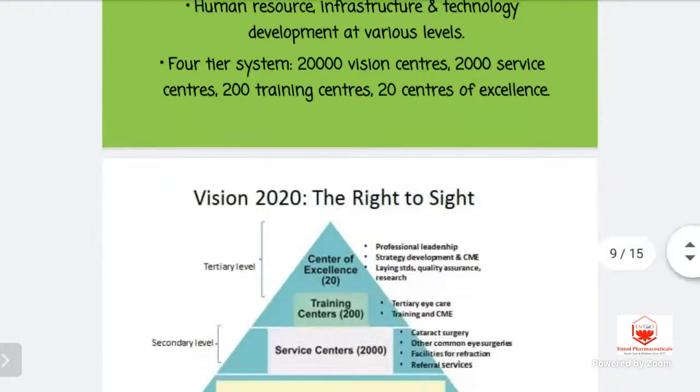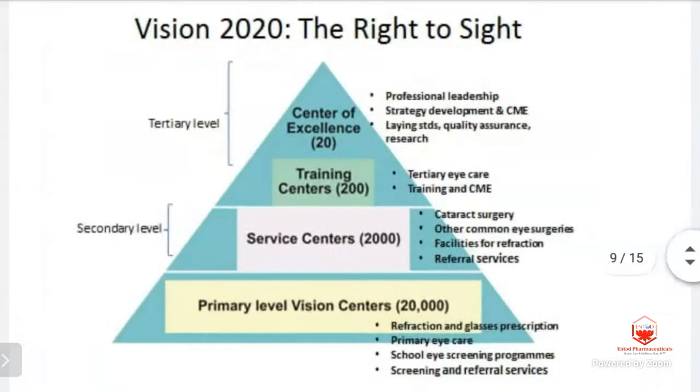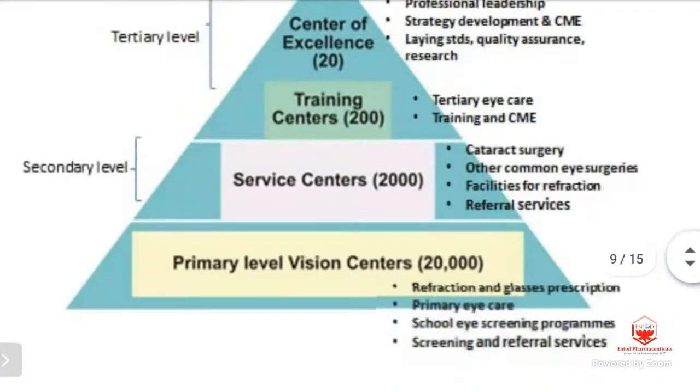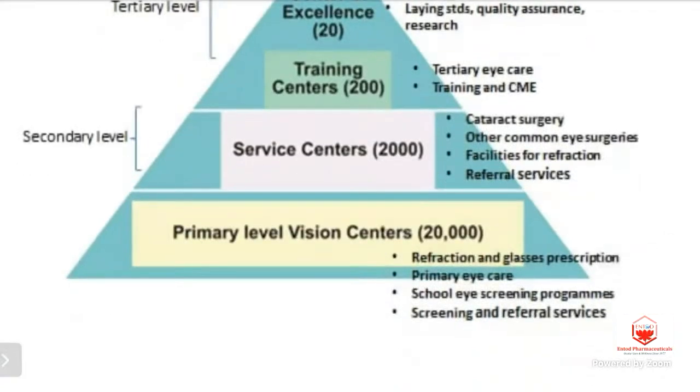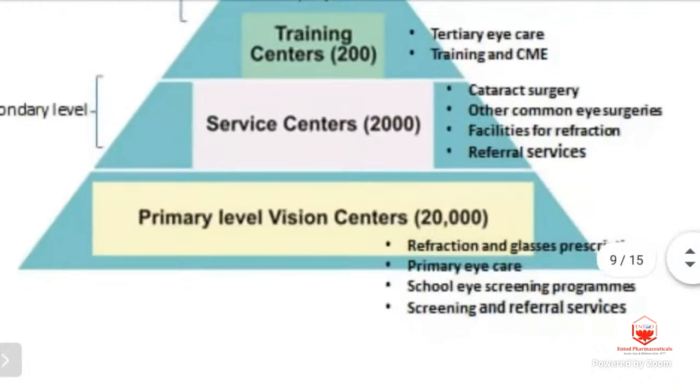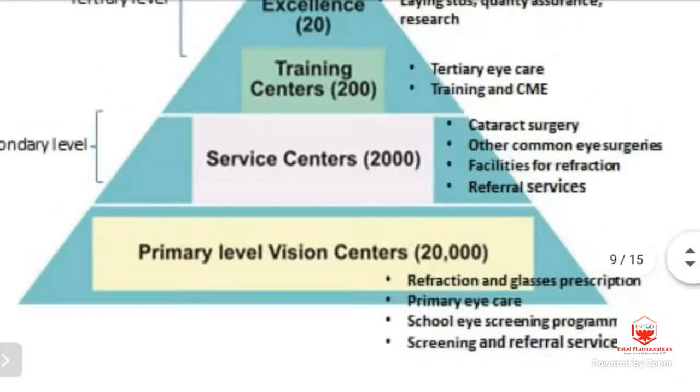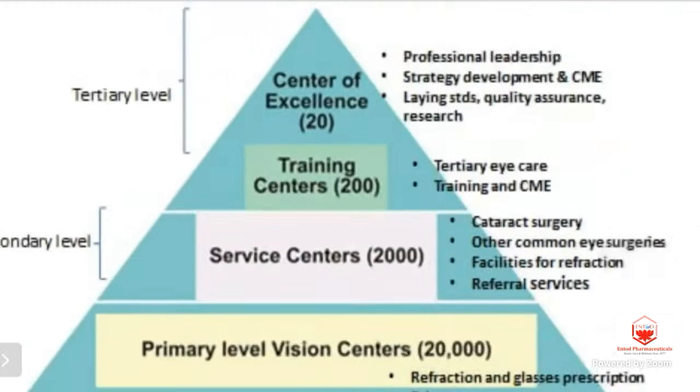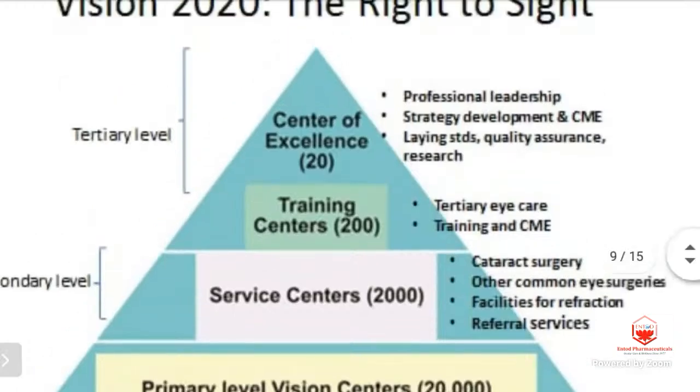So, I would like to draw your attention to this chart here. This was basically how the infrastructure was in Vision 2020. So I can see at the primary level, we had 20,000 vision centers. Basically, they test the refraction, they prescribe glasses, and they teach primary eye care and school eye screening programs and all those things. Then at the secondary level, we have 2,000 service centers where cataract surgeries and other common eye surgeries were performed. Then we have 200 training centers for the eye healthcare individuals, and 20 centers of excellence where basically strategy development was done.